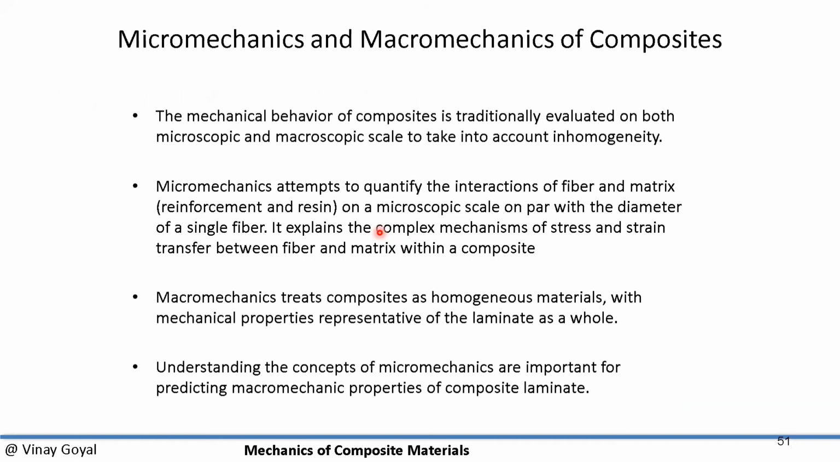I also want to conclude a little bit with micromechanics and macromechanics. I covered that in the previous lecture, but I want to do it really quickly here. The mechanical behavior of composites is traditionally evaluated on the macroscopic scale. Micromechanics, though, tends to quantify the interaction of the fiber and the matrix on a micro scale. And macromechanics tends to treat the composite as a homogeneous material without really going to the micromechanics. What we've done in this particular lecture is to show you how to translate micromechanical behavior to macromechanical behavior. We did that in the previous lecture. And it can be looked at.